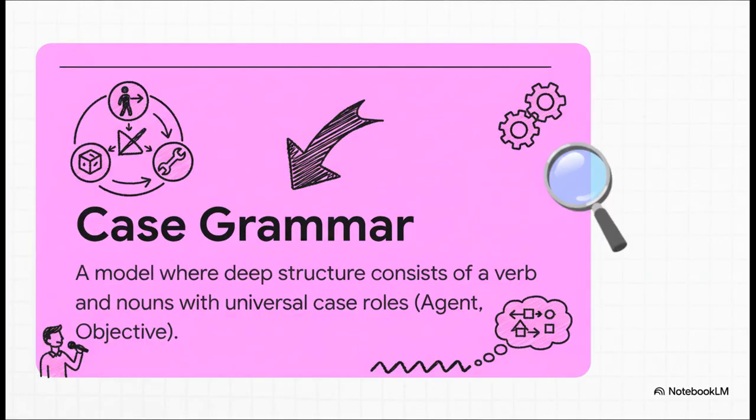Then there's another model called case grammar. This one argues that the real universal deep structure isn't just abstract meaning, but a verb surrounded by nouns that all have a specific role in the action. Universal roles like the agent, the one doing the action, the objective, the thing being acted upon, or the instrumental, the tool being used. The theory is that these roles are how all humans fundamentally see the world.